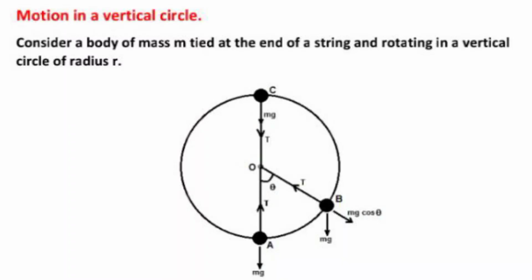Motion in a circle. Consider a body of mass m tied at the end of a string and rotating in a vertical circle of radius r. Then v equal to under root u square minus 2gh.